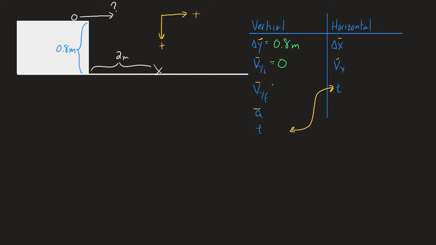I don't know how fast it's going when it reaches the ground. I wasn't told that. Acceleration, that's whatever's causing its velocity to change. It only changes in one dimension, and that's gravity in this case. And for most projectiles, it'll be gravity. 10 meters per second squared. I don't know how long it's in the air.